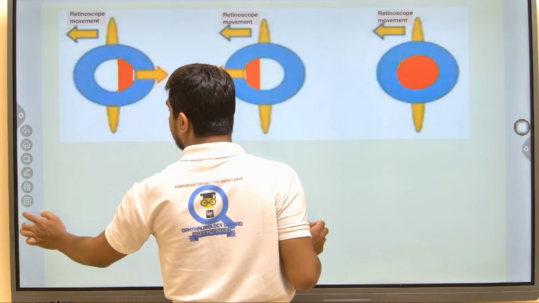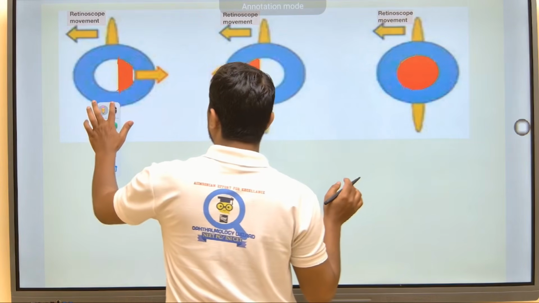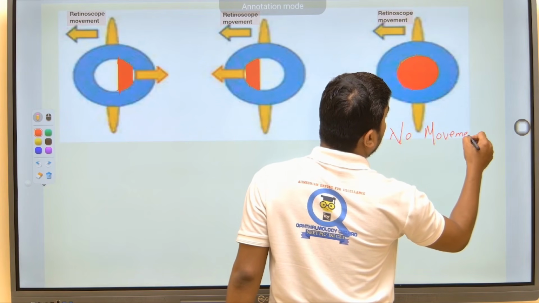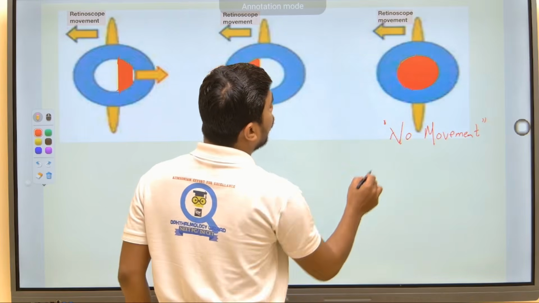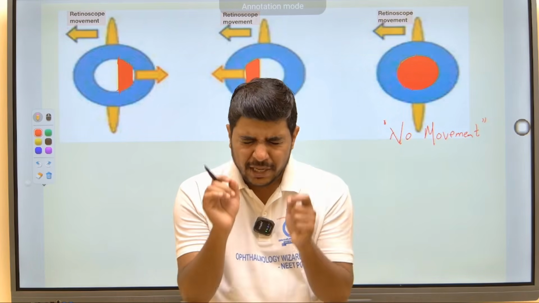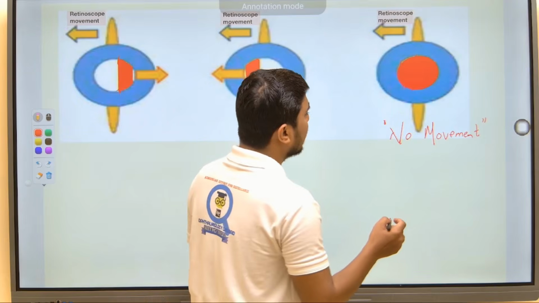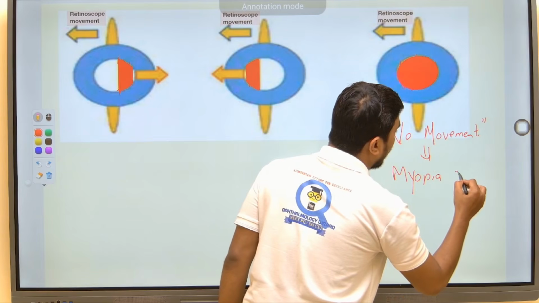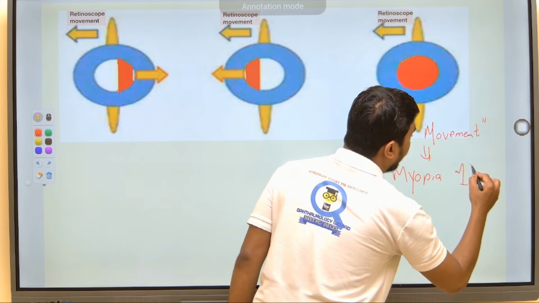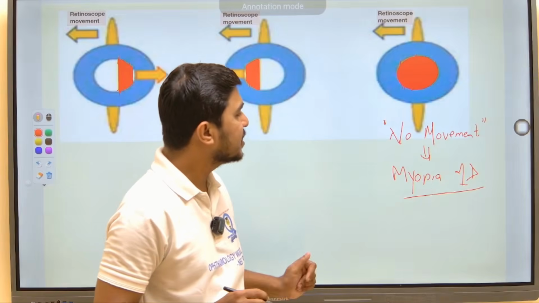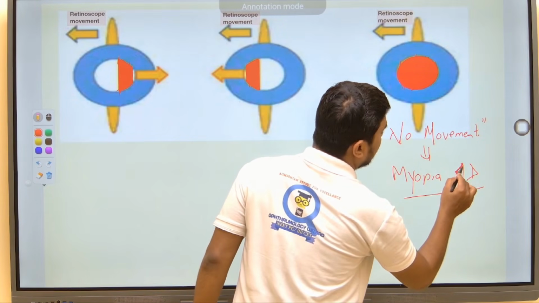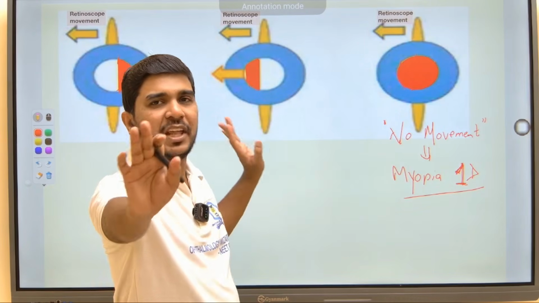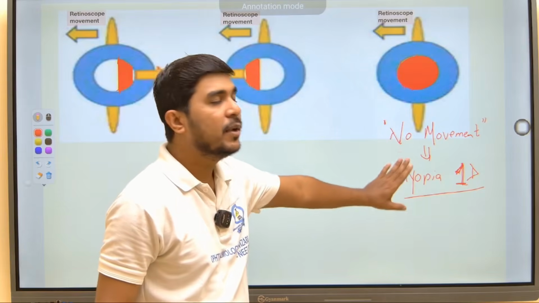So what is this? This is no movement. If there is no movement of the red reflex, remember, this is nothing but myopia of one diopter. So if there is no movement, this is one diopter myopia. If you remember this, other things are very easy. No movement, myopia one diopter. Remember.